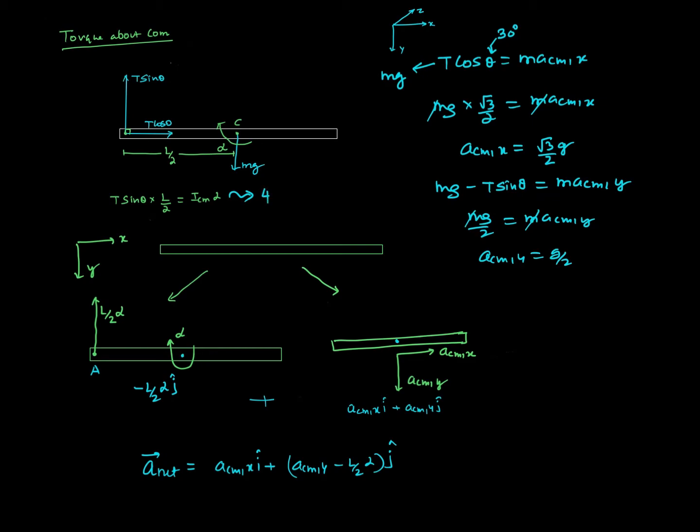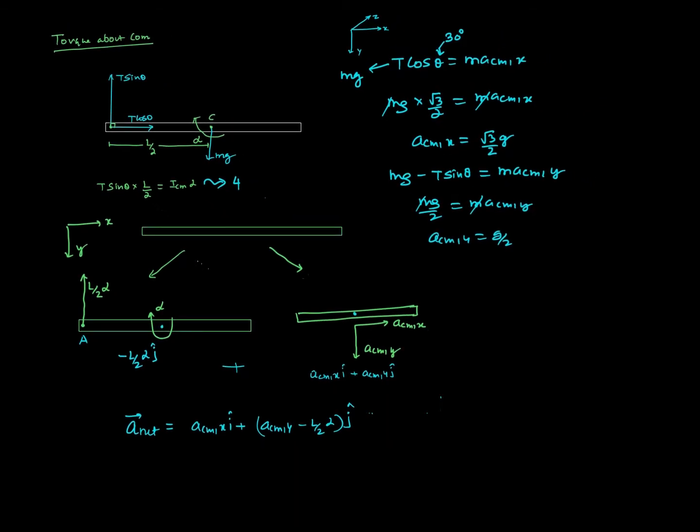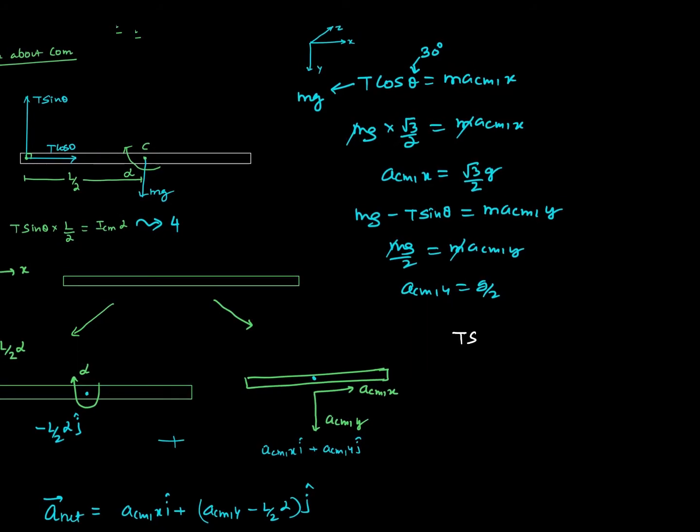So this is our equation number 4. We will simplify equation number 4 by plugging in the values of ICM and all other things. So T sin theta into L by 2 is equal to ICM into alpha. And it is T into 1 by 2, and basically T is mg, so I will replace T with mg as well. So mg into 1 by 2 into L by 2 is equal to ml square by 12 into alpha, no? So here alpha will be equal to 3g by L. Check it out, correct? This is L, 3g by L, no?